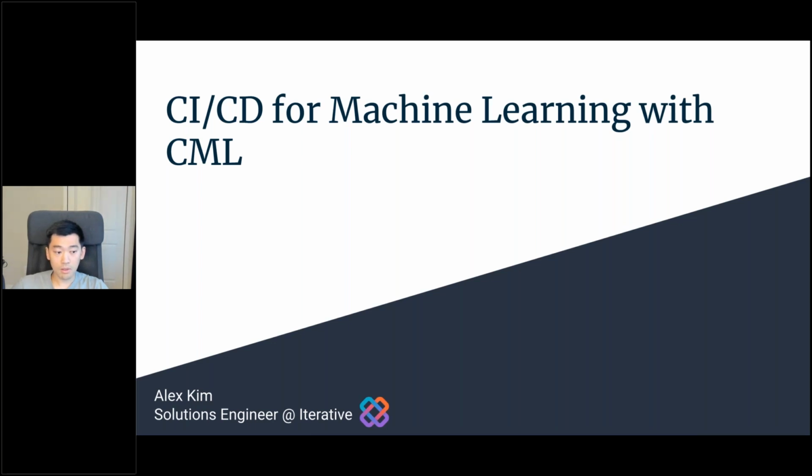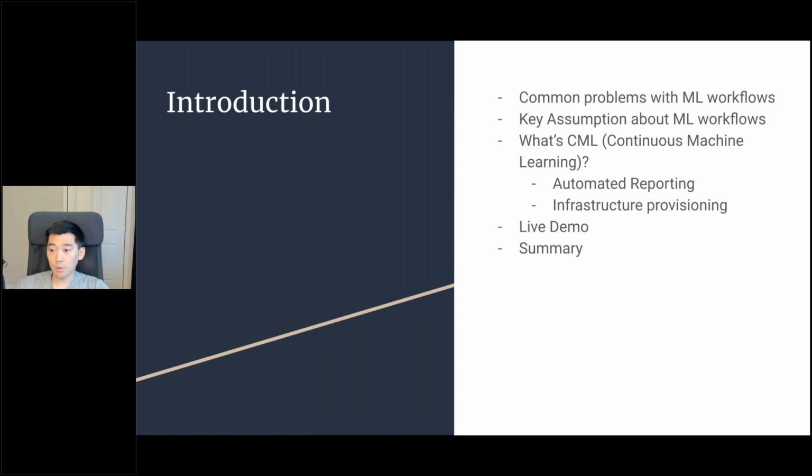So before we continue, let's do the quick overview of what we'll cover today. We'll start off with some common problems with machine learning workflows. This is kind of to set the stage for everyone and introduce what kind of problem we'll be solving and in what way. We'll talk about key assumptions about machine learning workflows that we can make. And then we'll actually introduce CML, which stands for continuous machine learning, and specifically two features related to automated reporting and infrastructure provisioning for training your models. Then we'll do a live demo of CML based off of GitLab CI/CD. And finally, we'll do a summary.